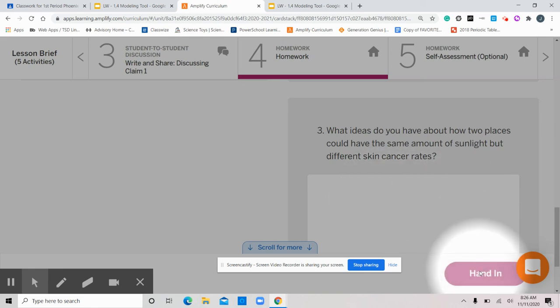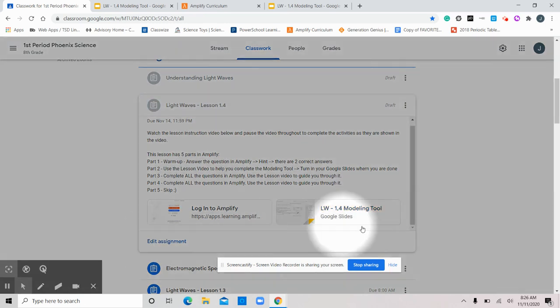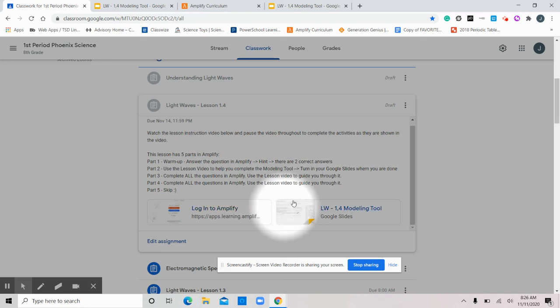All right, friends, make sure you push the hand in button. Make sure you go back to Google Classroom. And for this assignment, you do need to turn it in because you are doing a graded assignment right here for this modeling tool.